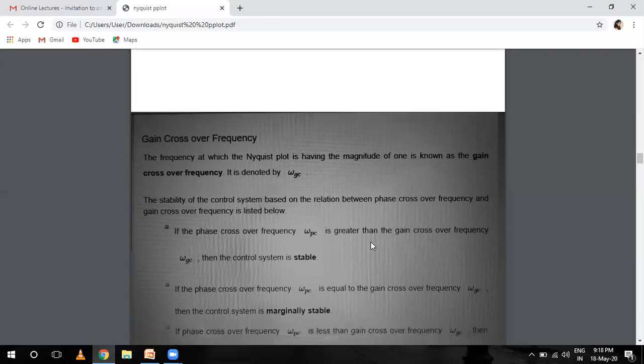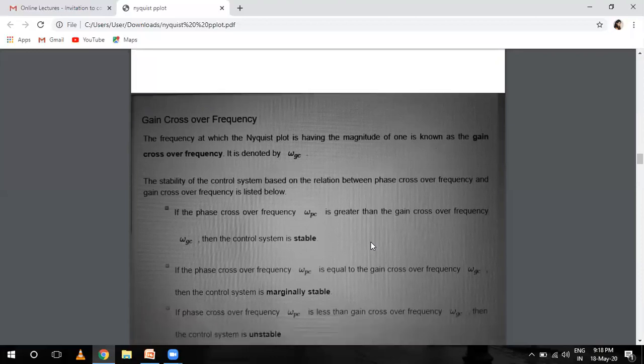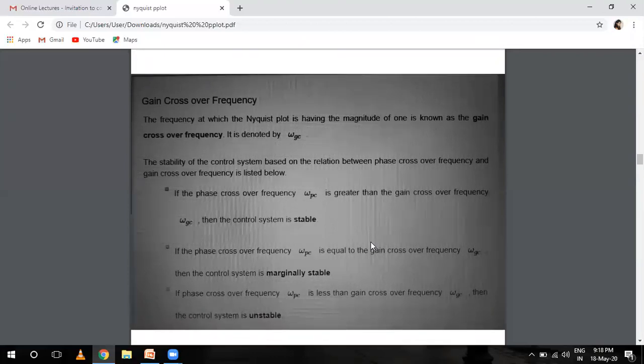Now, the stability of the control system based upon the relationship between phase crossover frequency and gain crossover frequency is like this. These 3 points are very important, make sure आप इसे brief में छोटे छोटे points बना लें. If omega PC is greater than omega GC, that is, the phase crossover frequency is greater than the gain crossover frequency, then the system is stable. If the phase crossover frequency is equal to the gain crossover frequency, when both are equal, then marginally stable. And if omega PC is less than omega GC, then the control system is unstable.